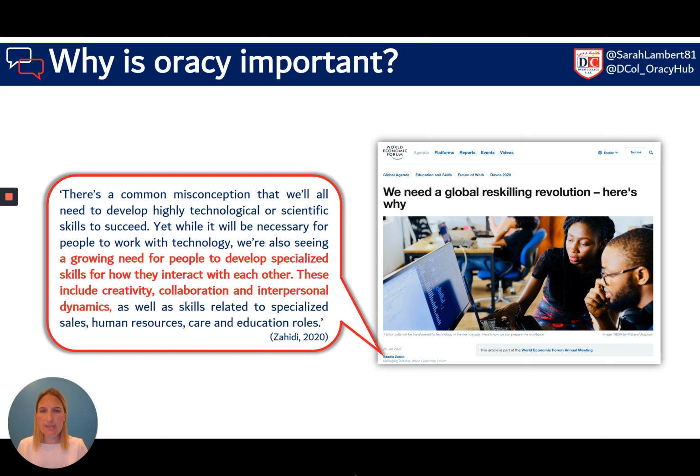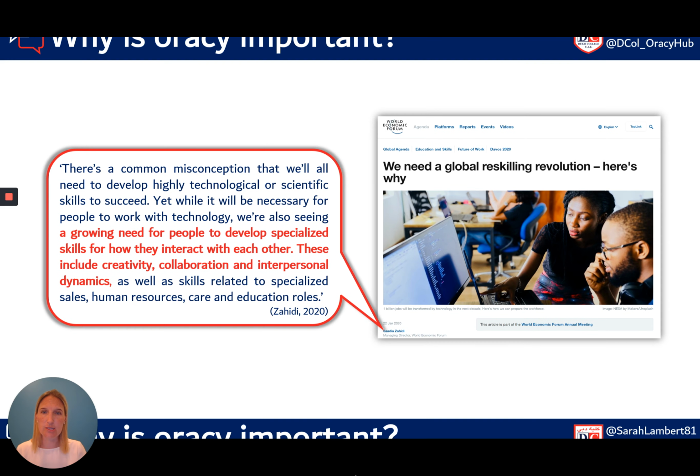Yet while it will be necessary for people to work with technology, we're also seeing a growing need for people to develop specialized skills for how they interact with each other. These include creativity, collaboration, and interpersonal dynamics, as well as skills related to specialized sales, human resources, care, and education roles. So that need to interact is seen as a future skill.